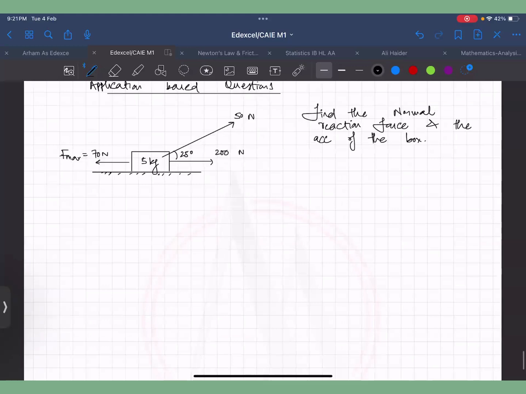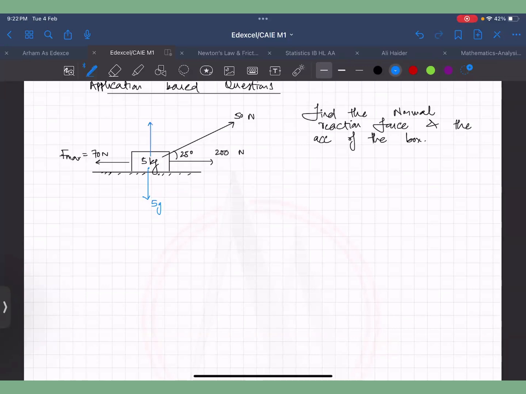Okay, everything that I have given you. First of all, you always identify all of the forces that are acting on your object. Right now, three forces they are showing to you. There's a 50 Newton force, there's a 200 Newton force, you have friction F max. What they have not shown you and what they will never give you is the weight. You have to identify this yourself. So weight would always be mg, so 5 times g.